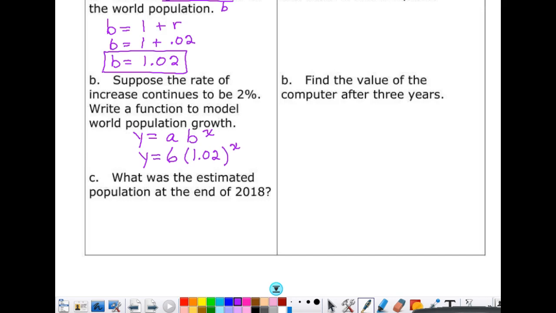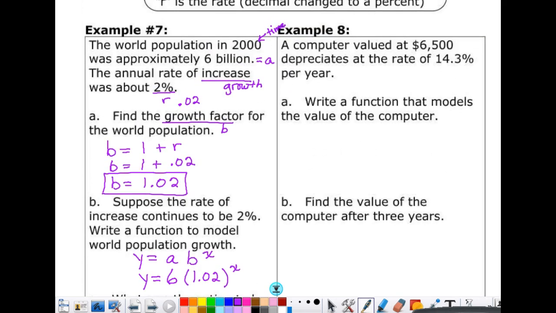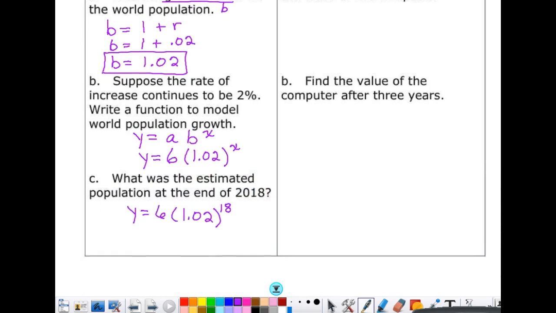Now to answer Gabriel's question earlier, let's do one with a time. What was the estimated population at the end of 2018? So we take y equals 6 times 1.02, and then from 2000, because it started out in 2000, right? From 2000 to 2018, what is going to be our population?